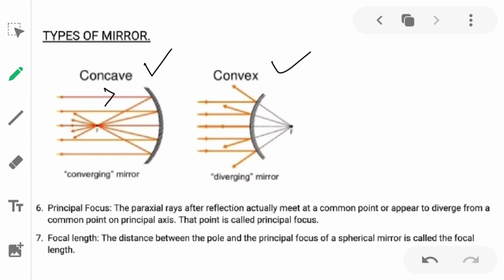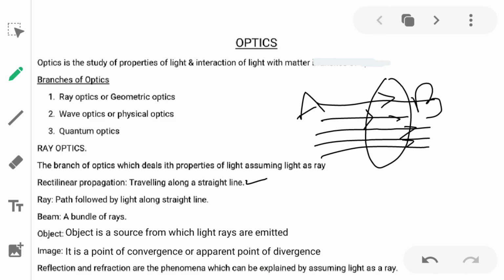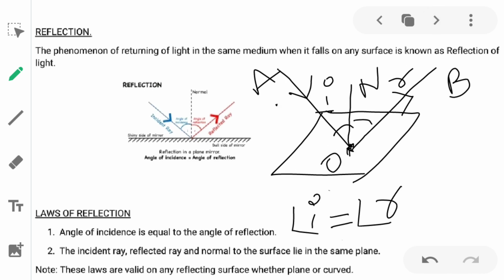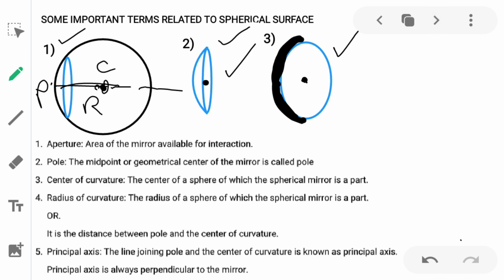So this is our today's discussion about the definition of optics, reflection, some important terms related to reflection such as incident ray, reflected ray, incident angle, reflected angle, how they are measured, laws of reflection, and how the spherical mirrors are formed. Why are they called spherical mirrors? Because they are derived from a sphere. They were a part of a sphere. So that is why they are called spherical mirrors.